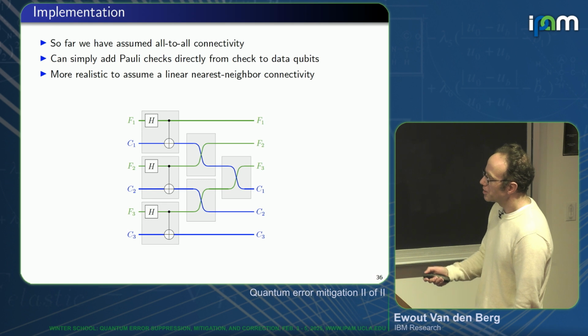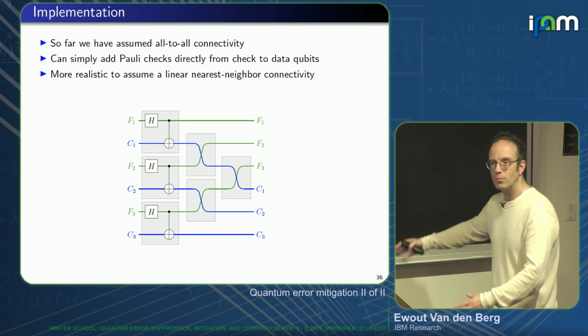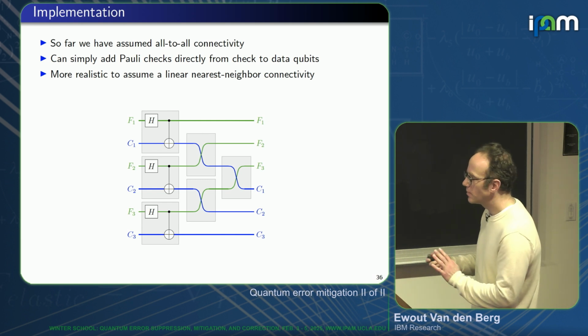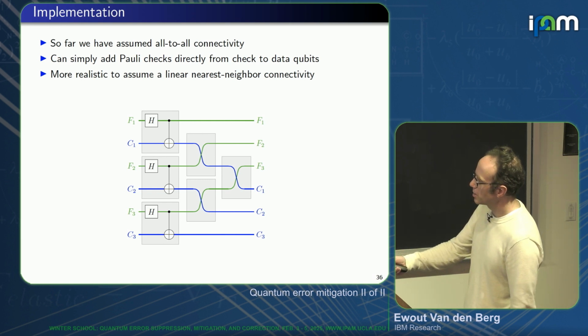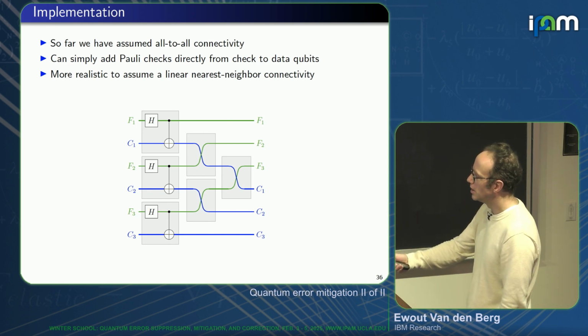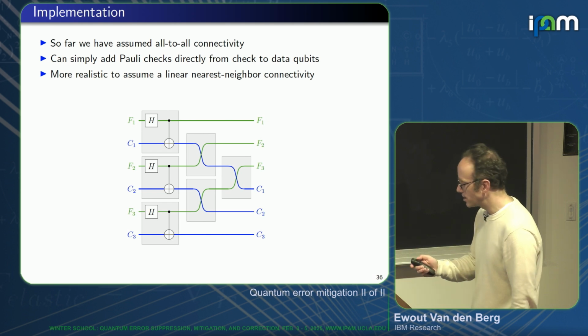You can do a similar construction to implement these flags on top of the check qubits, but it just requires you to interleave the flags and the qubits at the beginning, and then just apply the circuit to split them up and just keep going like that.